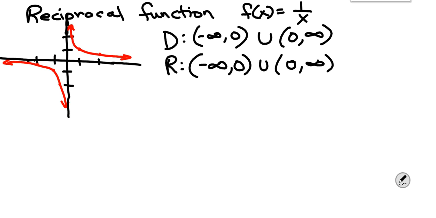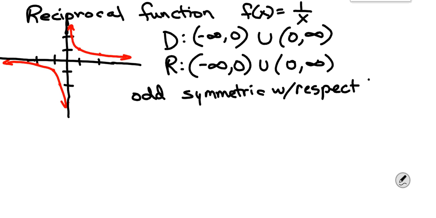But this one, even, odd, or neither? What do you think? This one is odd, and it's symmetric with respect to the origin. Increasing, decreasing, constant, or some conglomeration of that. Do you agree that from negative infinity to 0, it is going down, correct?